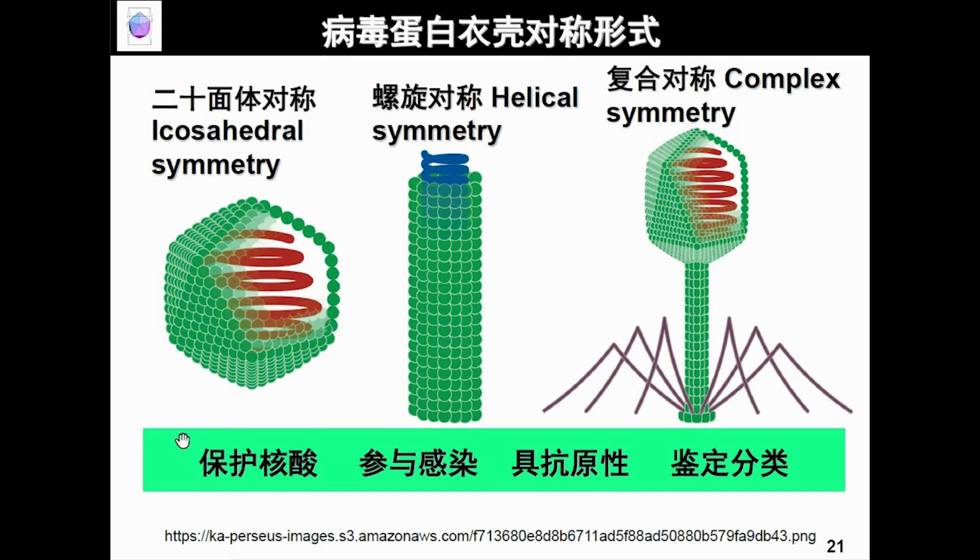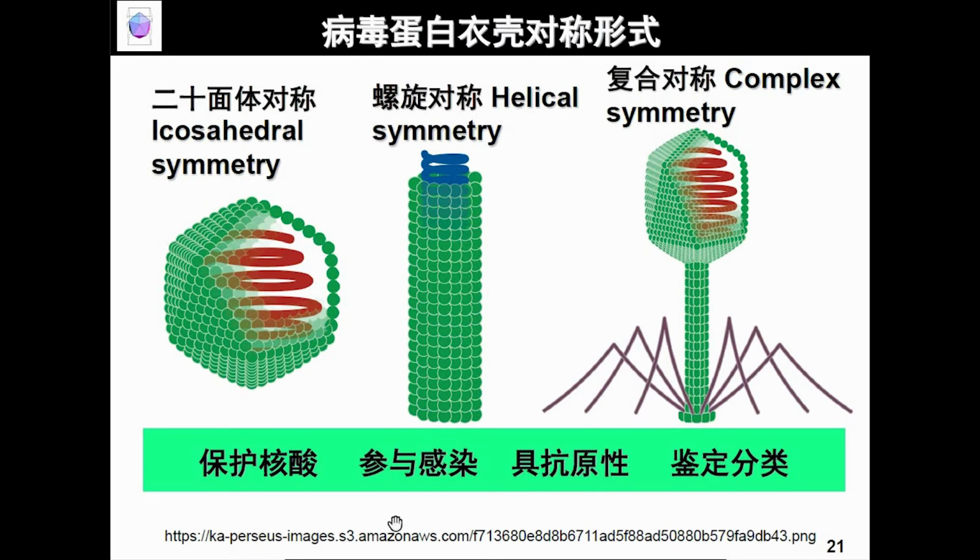So the functions or uses of the capsid are: it works as protection of the nucleic acid inside, it can be a site of infection, it acts as an antigen, or it can be used for classification, like this type of bacteria, this type of virus, right?